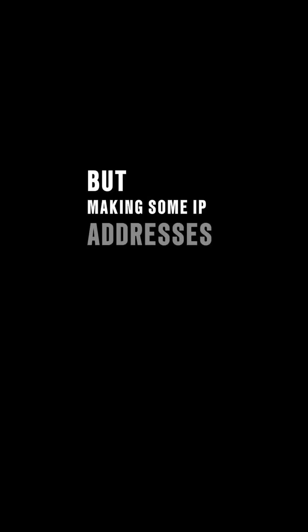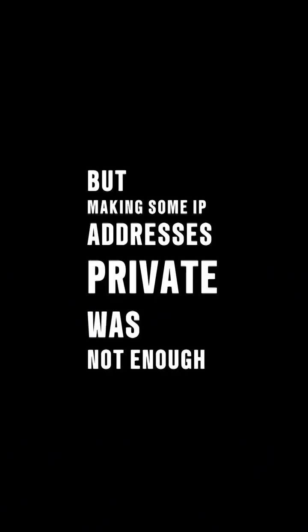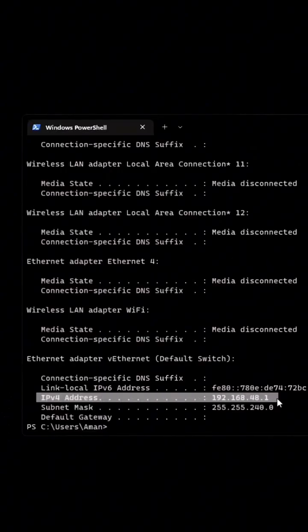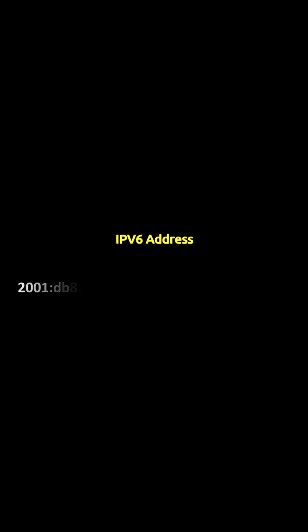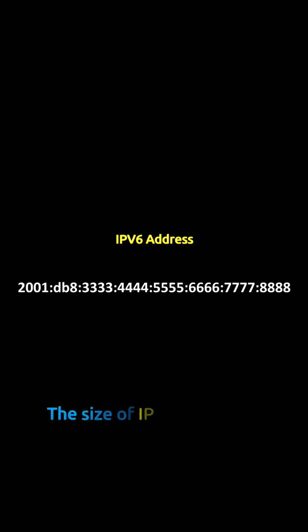But making some IP addresses private was not enough, so IPv6 was introduced. The older version is known as IPv4. This is how it looks like: 2001:db8:333 and so on, separated by colons. As I told you earlier, the length of IPv4 is 32 bits. The length of IPv6 is 128 bits, with each part of 16 bits.